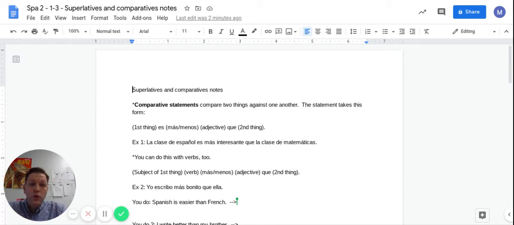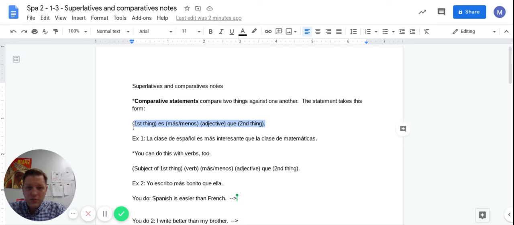Comparatives compare two things against each other. So take a look at this note right here. Here's the basic formula: first thing, es más or menos, adjective, que, second thing. So let's take a look at my example. Spanish class is more interesting than math class. La clase de español es más interesante que la clase de matemáticas. Really easy. Use más for more, menos for less. And make sure the adjective ending, like interesante, matches the thing you're talking about.